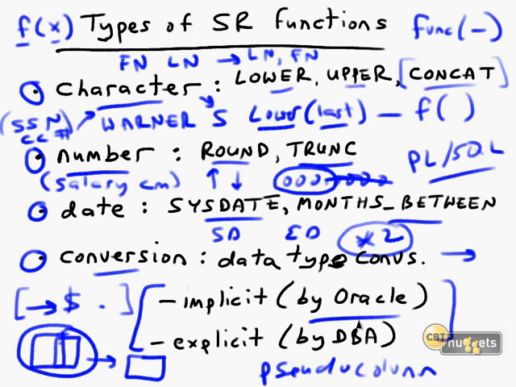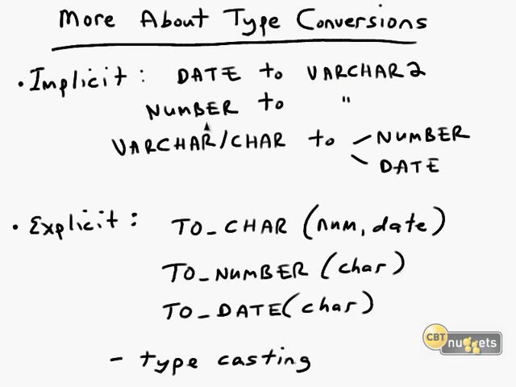Oracle's pretty good and pretty intelligent at doing implicit data type conversions. Oracle also gives us the ability as database administrators to perform explicit type conversions, and that's what is going to be shown to you on our next whiteboard slide. More about type conversions. Here I'm just showing you some examples of implicit and explicit conversions.